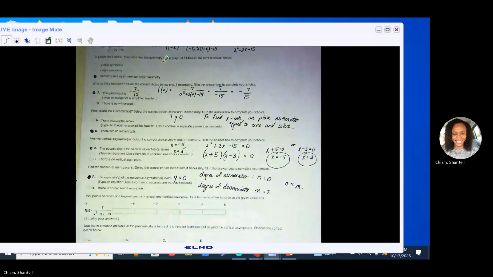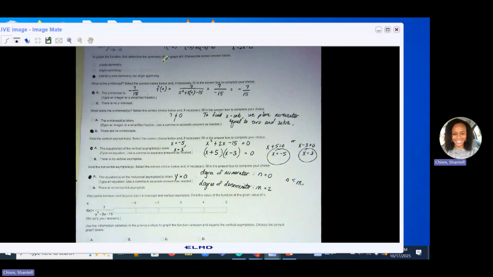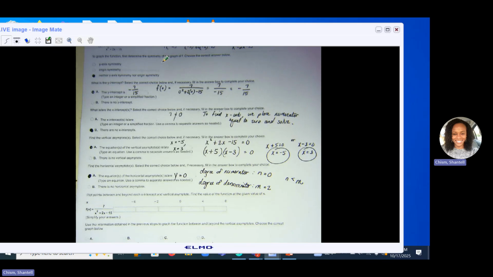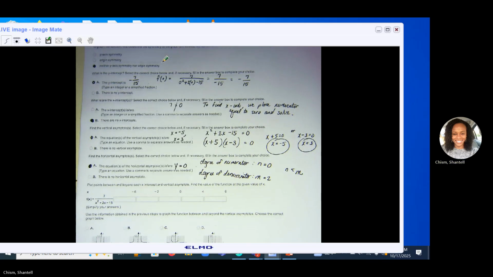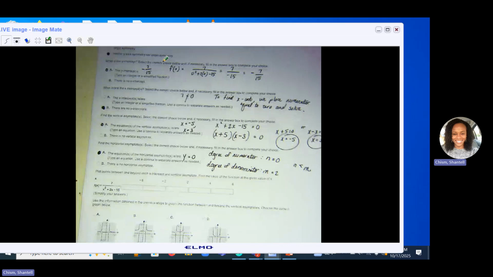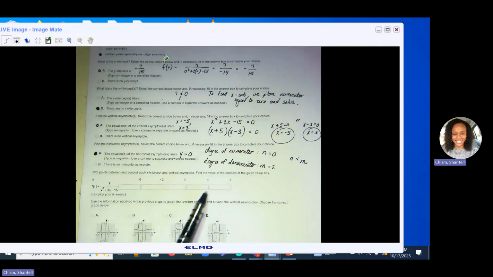Okay? When the degree of the top is less than the degree of the bottom, the equation y equals 0 is your horizontal asymptote. And then finally, y'all, the last thing we need to do is evaluate the function at these particular values and then choose the graph.